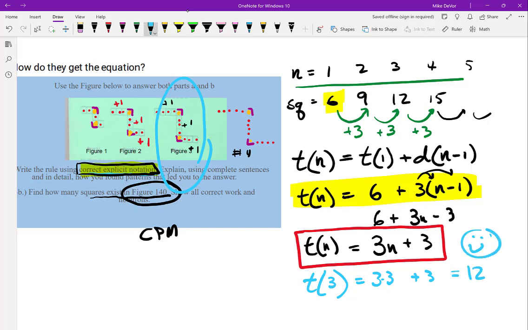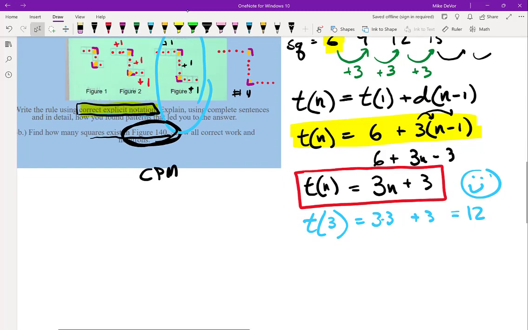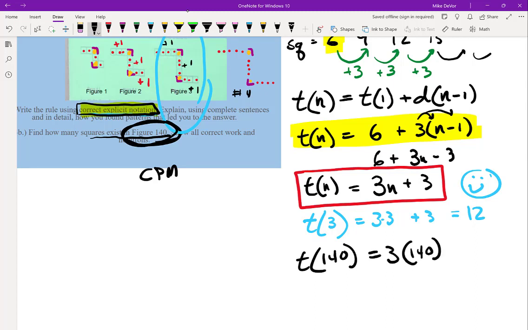Looking pretty good. Okay. So finally, how many tiles, or squares rather, would exist in that 140th? We'll just plug in 140. So we would go T of 140. It's 3 times 140 plus 3. So what would that give us? Let's see, 300, 423, 423. And that's how we would find that.